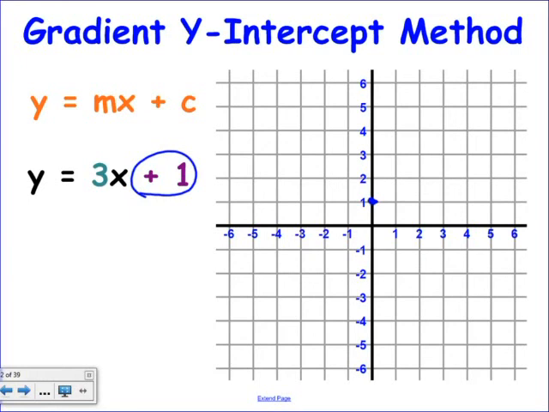So the gradient of 3 means for every 3 up, I go 1 across. Okay, that's what a gradient of 3 means. So I go 1, 2, 3 up, 1 across. 1, 2, 3 up, 1 across. And I can draw my graph. And that's called the gradient y-intercept method. And they give you things like that when you're doing hiring of equipment, hiring of a bicycle, and so on. Okay, because it tells you how much you pay before you've even taken it away, and then how much you pay each day.